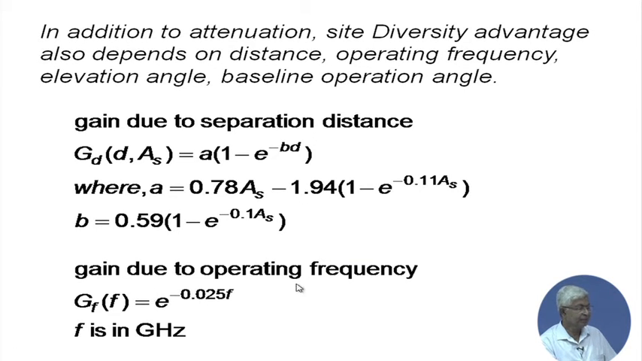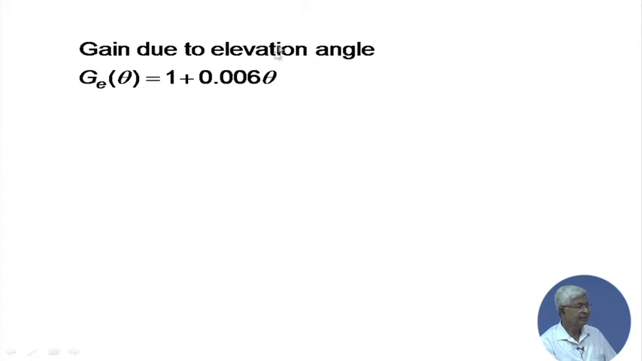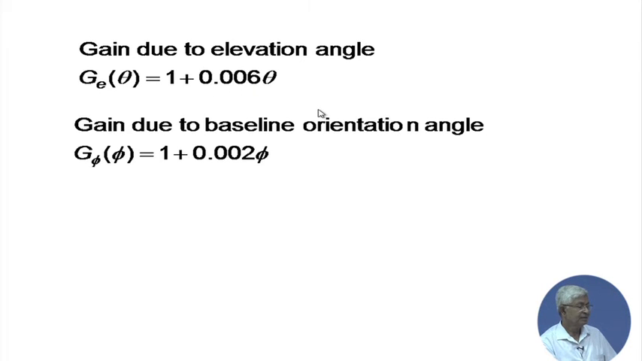And the gain due to operating frequency, GF, is e to the power minus 0.025 f, where f is in gigahertz. Then gain due to elevation angle is GE, a function of theta, the elevation angle, 1 plus 0.006 theta. Gain due to the baseline orientation angle towards the satellite, because two sites are used, G phi. Phi is the baseline orientation angle with respect to the satellite. G phi, a function of phi, is 1 plus 0.002 phi.